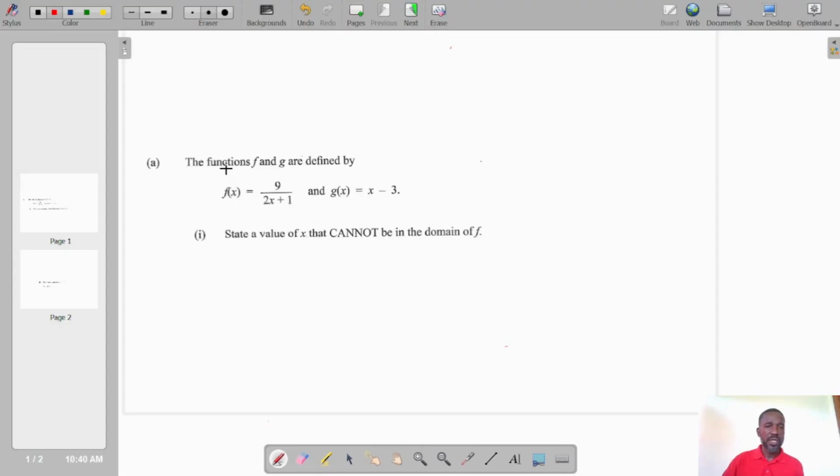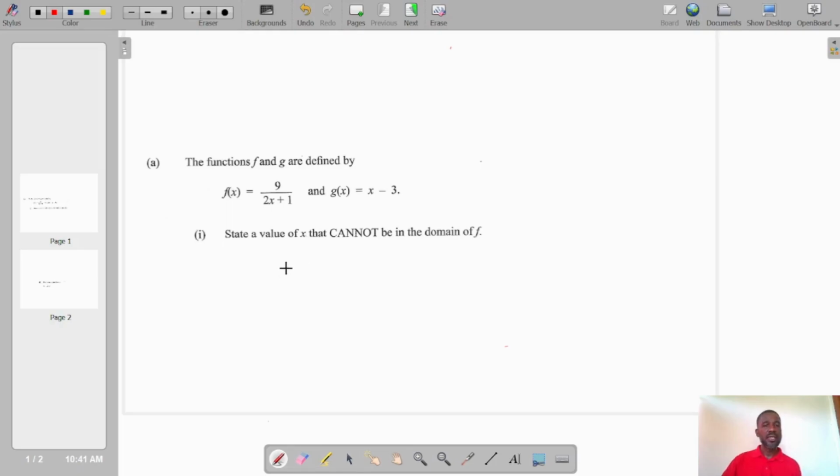Functions and relations question. This question is taken from the 2019 paper. When we are adept at performing tasks with functions and relations, it will go a far way in helping us to do well on our exams. Now the question says the functions f and g are defined by f of x is equal to 9 divided by 2x plus 1 and g of x is equal to x minus 3. State a value of x that cannot be in the domain of the function f.